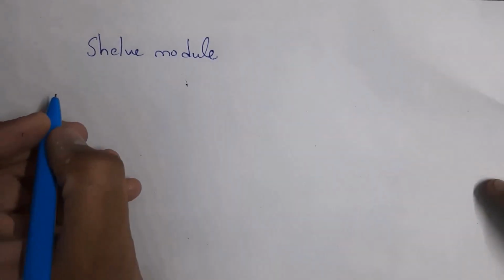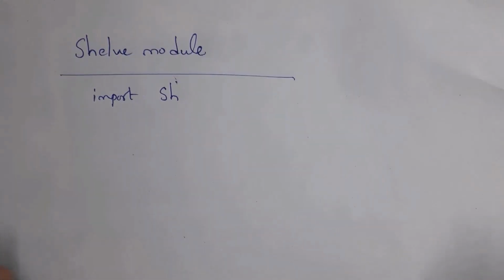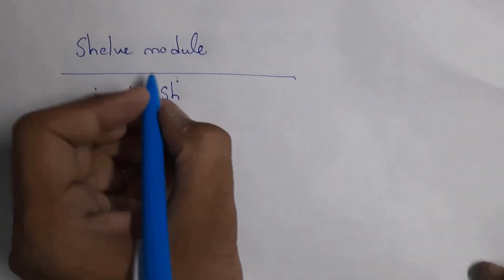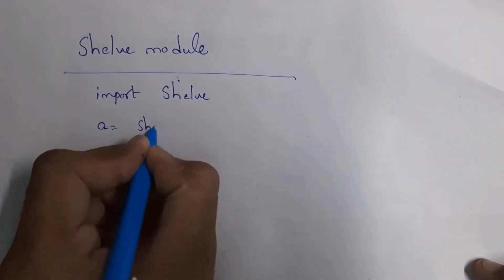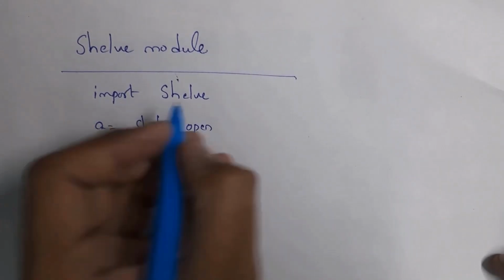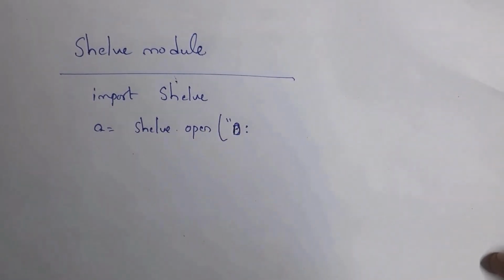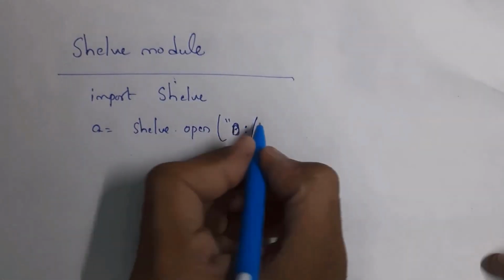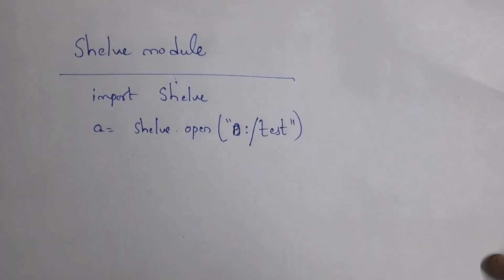By using the shelve module we can create a database. I will write a program in order to create a database. By using the import keyword you can import any module. I want to import the shelve module, so just write import shelve. And next write a equal to shelve.open. I want to create a database, and the database name is test. So just write a equal to shelve.open, and I want to create this database in local disk D, so write d:/ and I am giving the database name as test. Whenever you run this line of code and click enter, it will create the database.